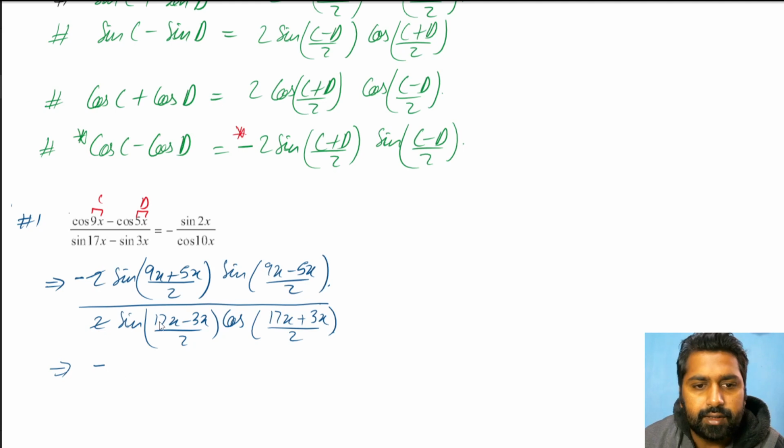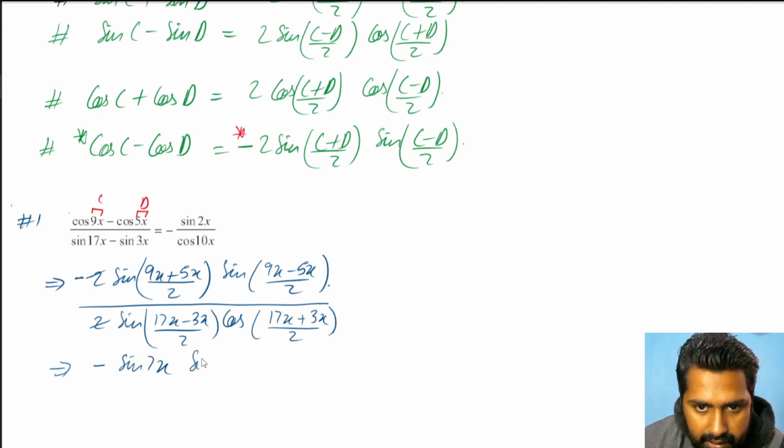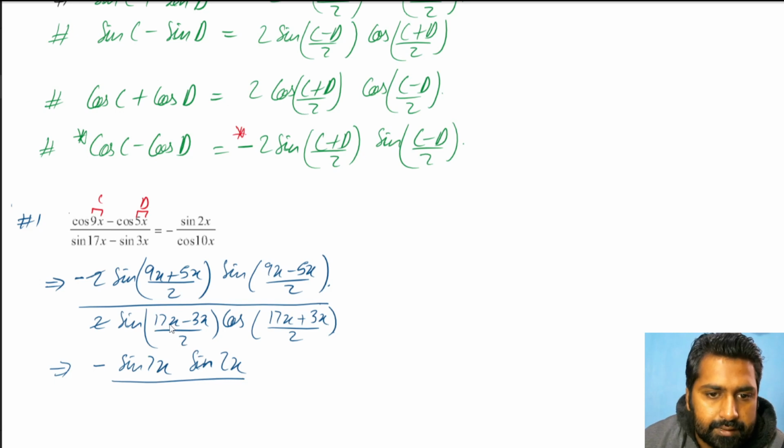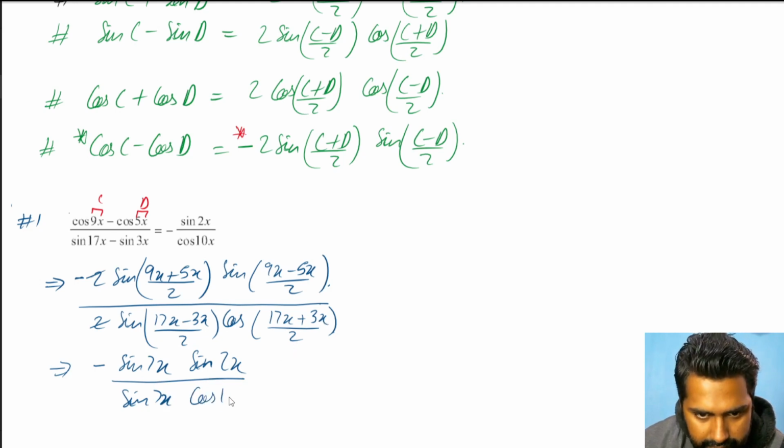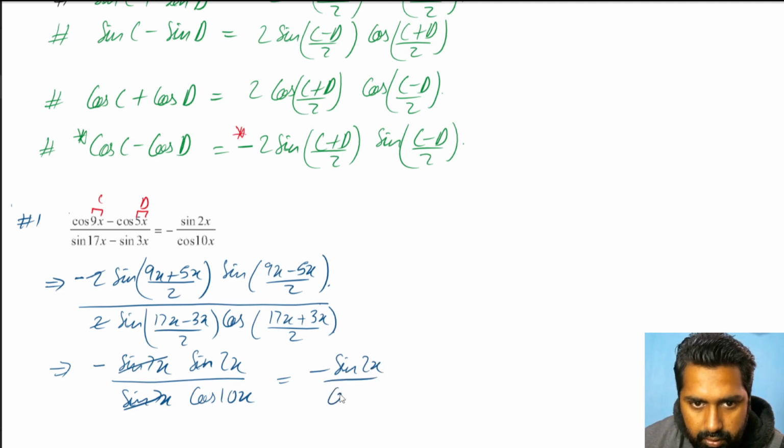Okay, so that gives you 2 cancels. Where there is a negative sign, this is 9 plus 5, 14 by 2, so you will get sine 7x. This will become 9 minus 5, 4 by 2 is 2, so sine 2x. Denominator again 17 minus 3, 14 by 2, sine 7x. 17 plus 3, 20, 20 by 2, 10, cos 10x. So sine 7x cancels, and you are left with minus sine 2x upon cos 10x.